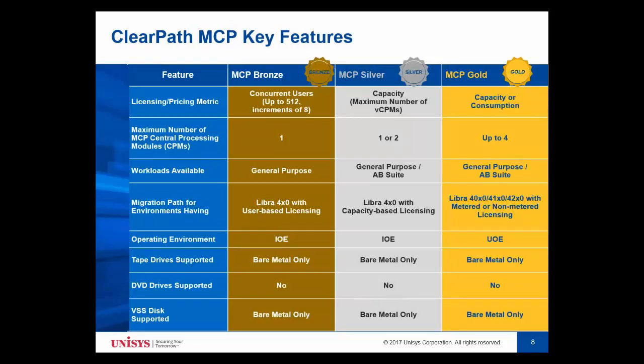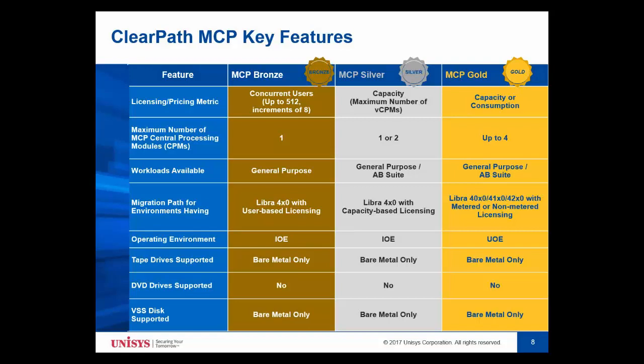As I said, this is the third introduction for our ClearPath Software Series for a production environment. With Gold, what we're introducing are two different types of licensing metrics. One is capacity-based and the other is consumption-based, and we'll be going through those today in a lot more detail. With Gold, you have a maximum of up to 4 virtual CPMs. With Silver, you had the option of 1 or 2, and with Bronze, you just had the option of 1. With Bronze, that was a user-based environment, and Silver gave you a capacity-based environment. So Gold is following along those traditions, but now we're introducing the consumption-based model.